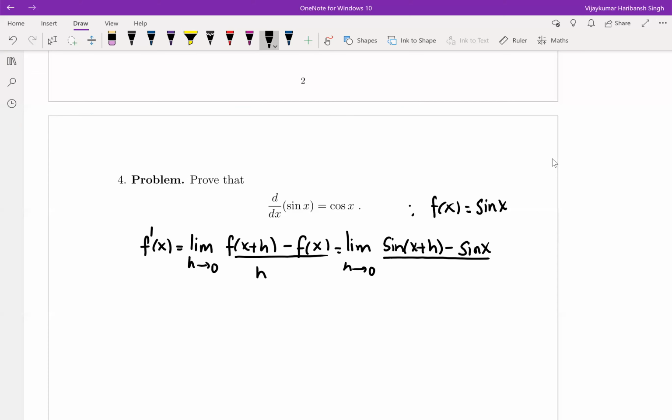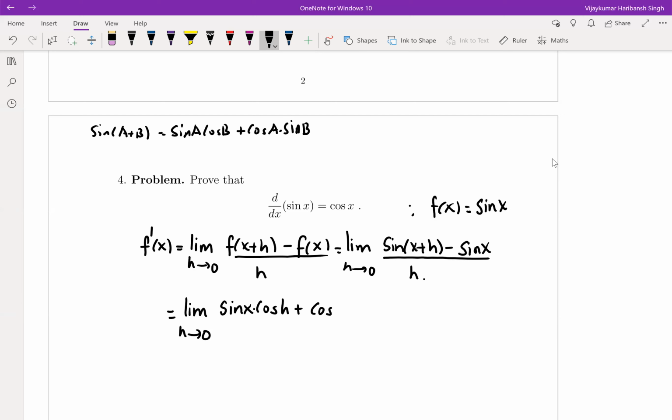Now there is a formula for sine A plus B. Sine A plus B is sine A cos B plus cosine A sine B. So in this case, we get sine x cos h plus cos x times sine h, minus sine x, the whole divided by h.